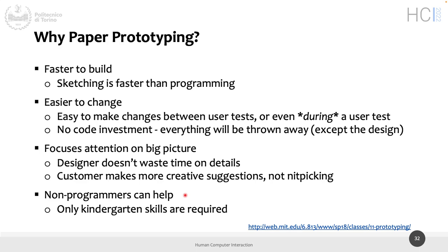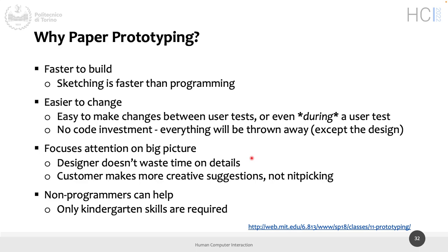So if you are in a multidisciplinary team, you can have also people from economy. Also, you can use paper prototypes in co-designing structures in which you have end users helping you design with you, because it's actually a matter of drawing on a piece of paper. And the great benefit of paper prototype, more than the others, is that it focuses the attention on the interaction modalities, as we said, but also on the big picture. You don't waste time on details. People don't waste time looking at details.